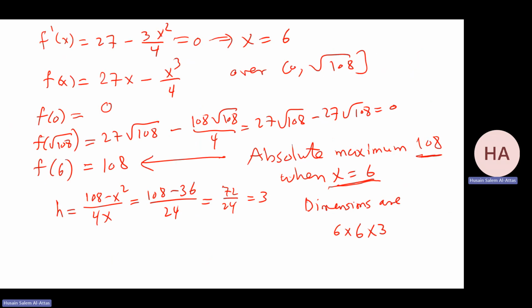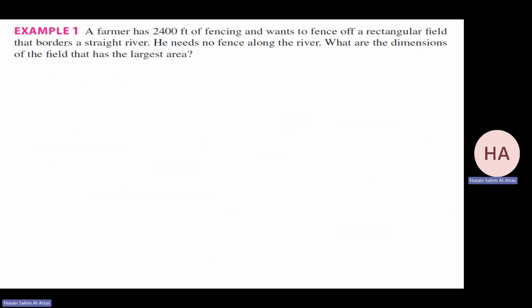Okay, another problem. A farmer has 2,400 feet of fencing and wants to fence off a rectangular field that borders a straight river. We have a river, and they want to fence an area. What are the dimensions that have the largest area? I want my area to be largest. So I want to maximize.